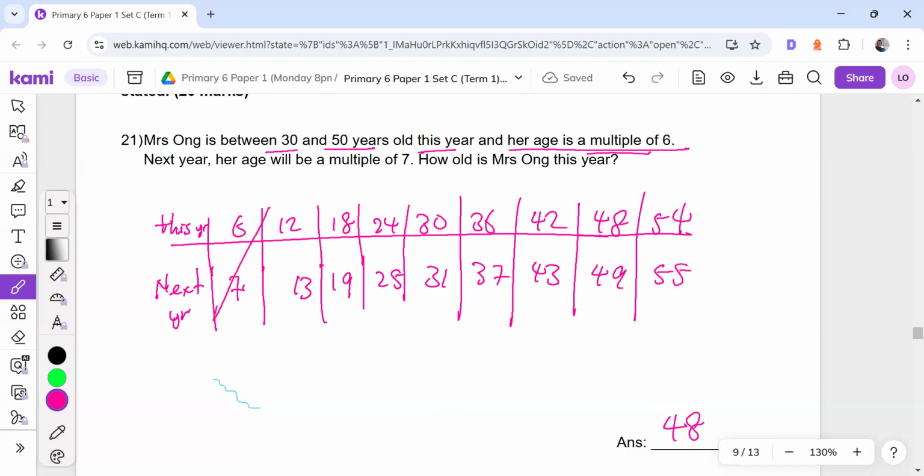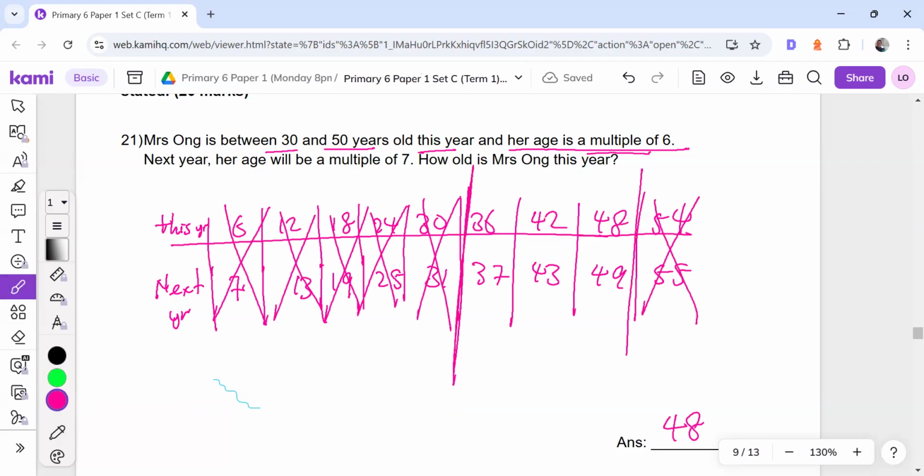We don't look at this one. Because why? Because we are looking for between 30 and 50. So she cannot be 30, right? So we don't look at this one. She cannot be 54 years now. So your answer is somewhere between here and here. Am I correct? All right, so you do it this way, but it's a bit slow.